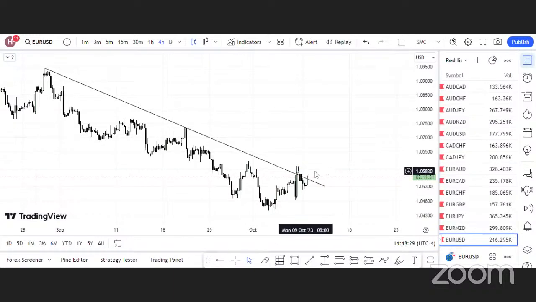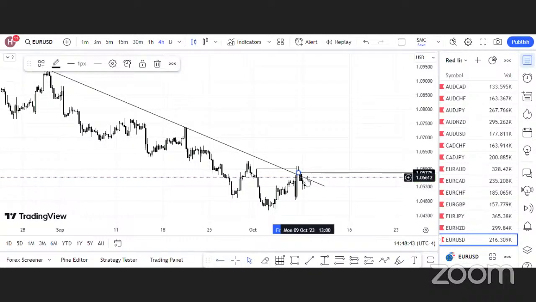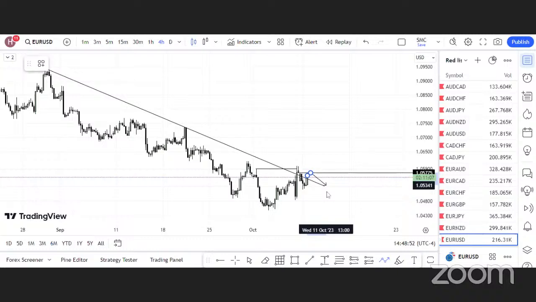If after my analysis I get a confirmation that the market is going to sell, I can set a sell limit around this area. I can just say, okay, when this market gets to this point, I want it to start selling. I want it to come down. So when it gets to this point, the market will just start to come down. All right. So that is it.